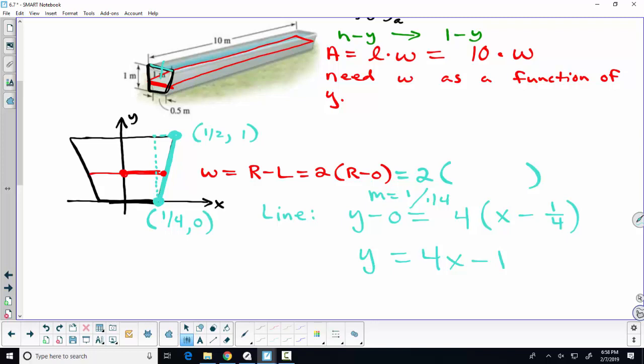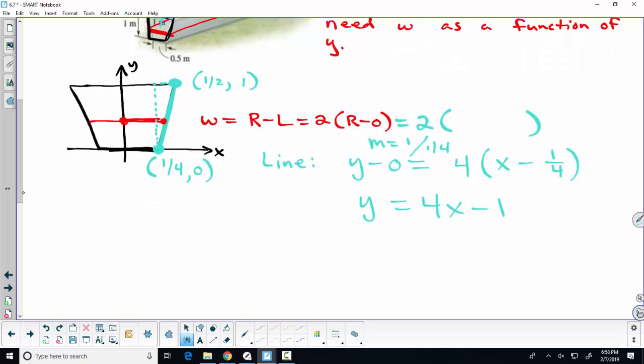Remember, that's the width here, we need to double that, but we also want this in terms of y. We want the area function in terms of y, not x. So we solve for x. So that's the equation of that line. And we said the width was twice the distance from that line to 0. So we have twice the right minus the left, or twice right minus 0, which is twice this thing here.